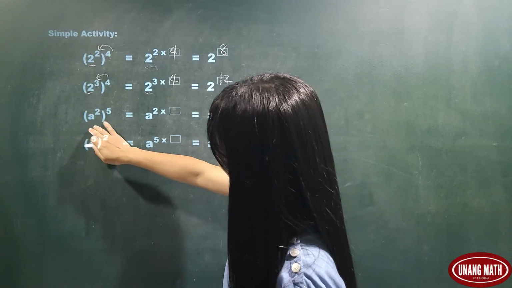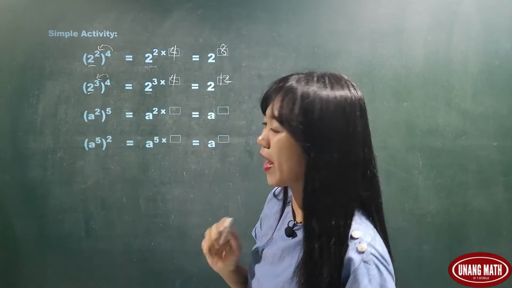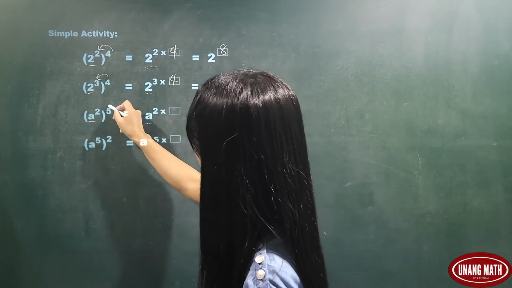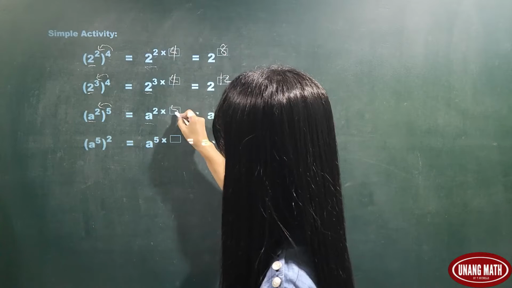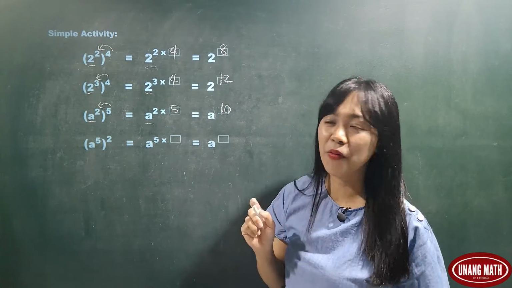Okay, next, a raised to the power of 2 inside the parenthesis, and it's raised to the power of 5. So copy the base a, then multiply the exponents. 2 times 5, so our exponent is 10. So this is a raised to the power of 10.